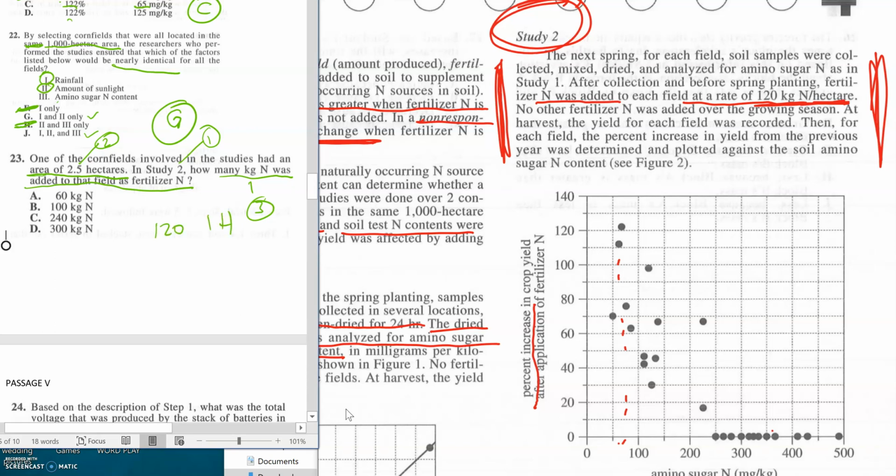We have 2.5 hectares. So we're going to have to multiply this by 2.5, and that comes to 300 kilograms of N. And that was easy enough. If it's 120 for 1 hectare, what is it for 2.5? We just multiply 120 by 2.5 and you've got your answer. And that is passage 4 complete.